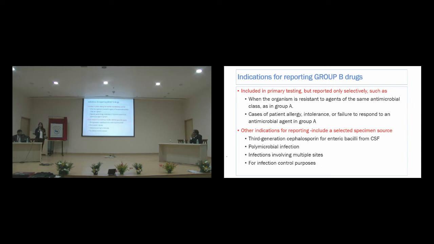So when do we report group B drugs? What is tested on the first day is group A and group B. Group A has to be reported on the first day. You choose to report group B when the primary group A antibiotics are resistant, or the patient is allergic or intolerant to group A antibiotics, or in certain conditions like a polymicrobial infection involving multiple sites, or for infection control purposes, or third generation cephalosporin for enteric bacilli for CSF because your clinician wants that, or it is a most chosen drug by the clinician. So you choose to report these drugs. Group A has to be reported on day one, and group B has to be reported in all these conditions. These are the indications for reporting group B antibiotics.